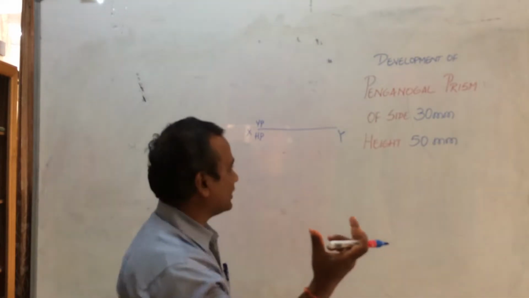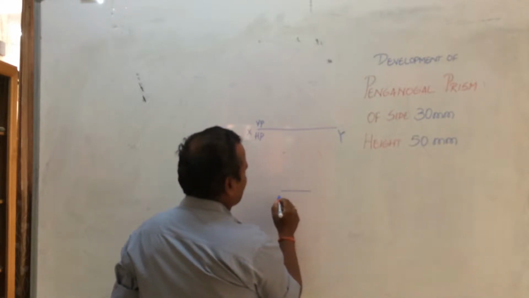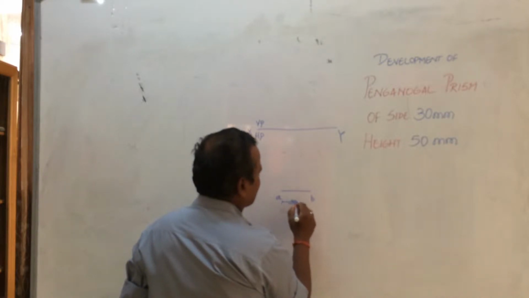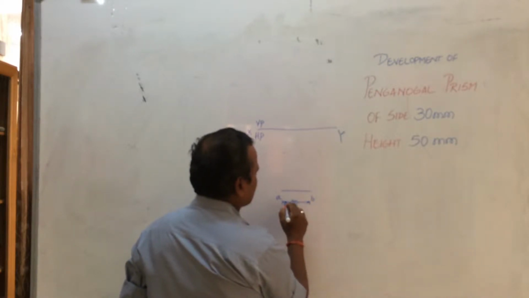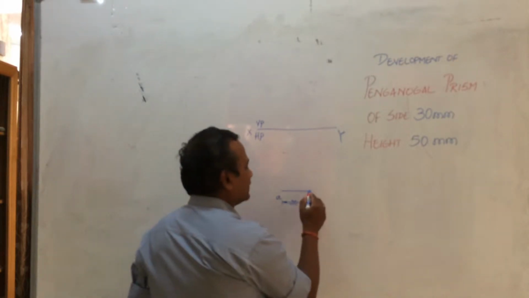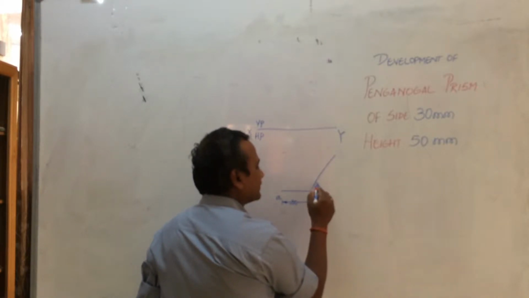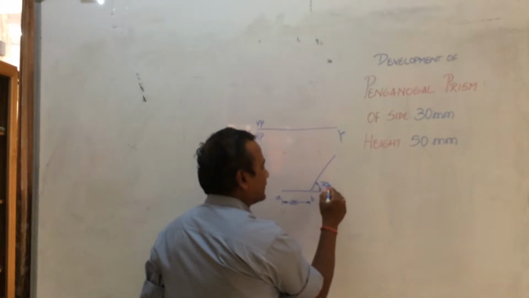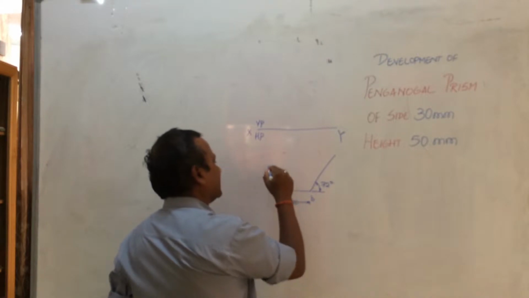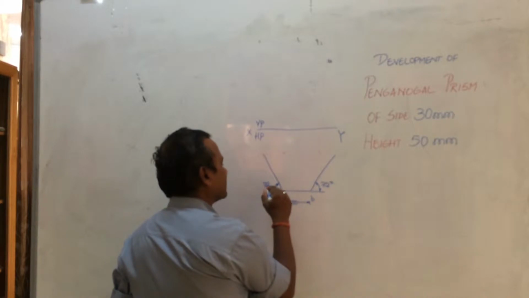Measure a 30 mm length and draw a 30 mm line. I call it AB, of 30 mm. Take B and draw a line of 72 degrees along from this side. This should be 72 degrees. In a similar fashion, at point A, draw one more line which should again be 72 degrees along this way.